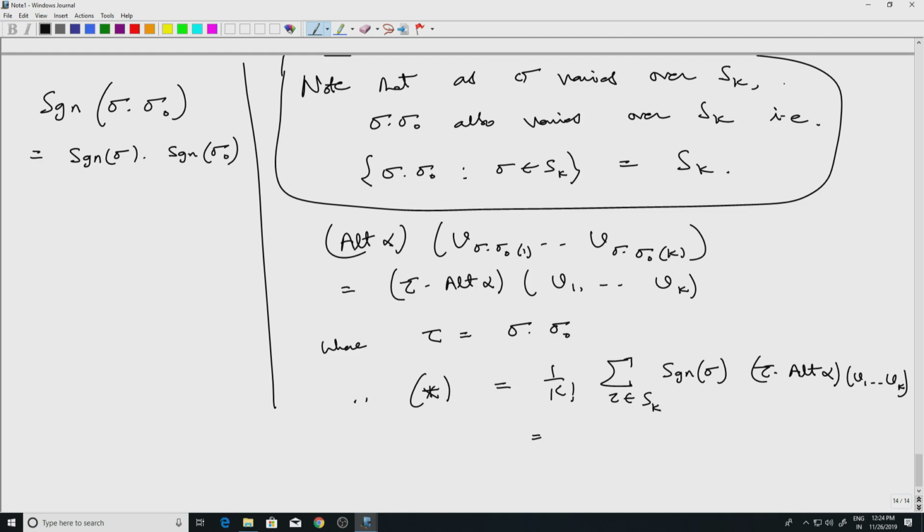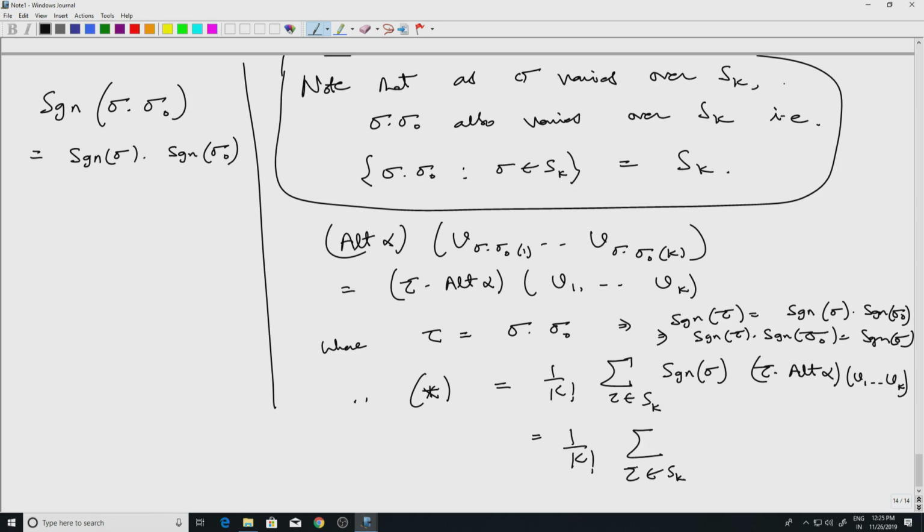Now notice that because of this comment that I made here, sgn tau is the same as sgn sigma times sgn sigma naught. If I multiply both sides, since the sign is either +1 or -1, I can multiply by sgn sigma naught on both sides, and I get sgn tau times sgn sigma naught equal to sgn sigma. And I can put it here, and I am left with tau in Sk, sgn tau, sgn sigma naught, tau times alt alpha acting on V1 up to Vk.